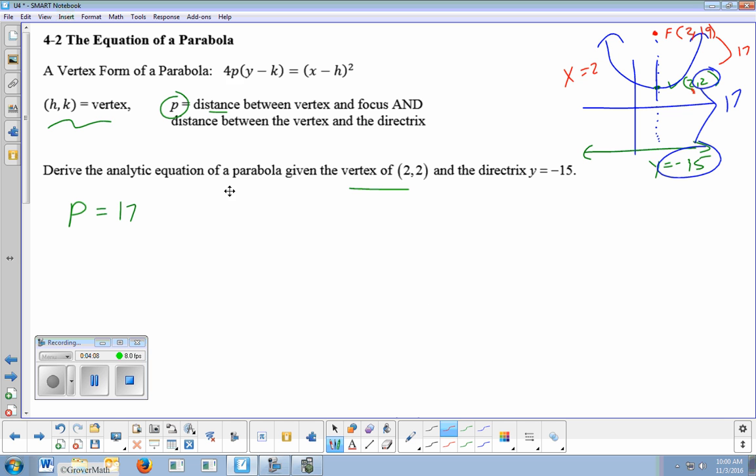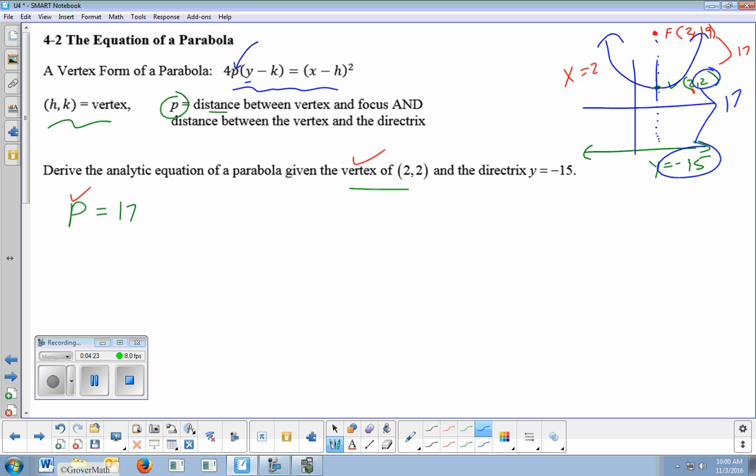But I don't really need that. Again, what I need is the vertex, got it, and I need that distance 17, got it. So let's plug that into our formula. Now you have three things that get substituted here. P gets substituted for the distance. That's going to be 17.